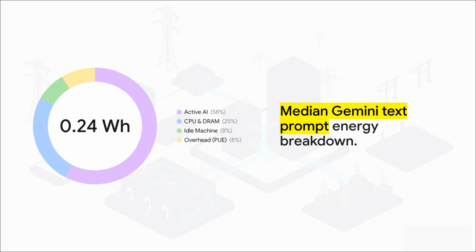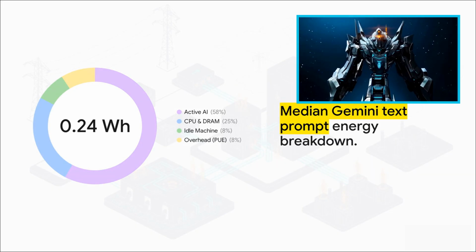If we break it down, yes, the active AI accelerator chip uses the most power at 58%, but look at the rest of the system. The CPU and DRAM take 25%. Those idle systems we mentioned waiting for the prompt take 10%, and the facility cooling and overhead make up another 8%. So together, the supporting systems are making up nearly half the energy demand of the prompt itself.